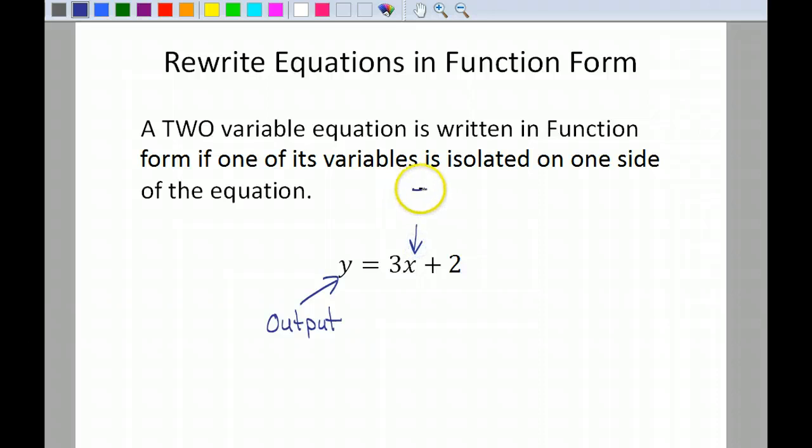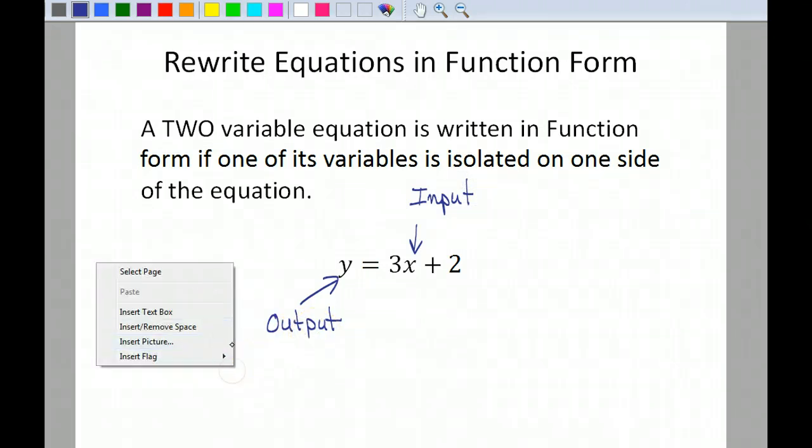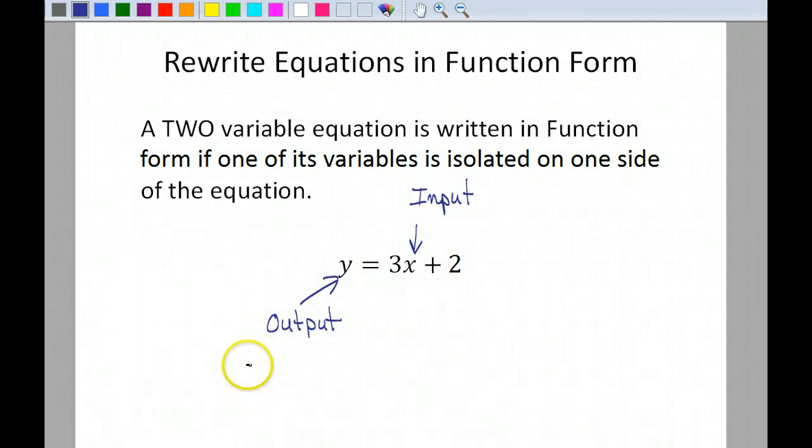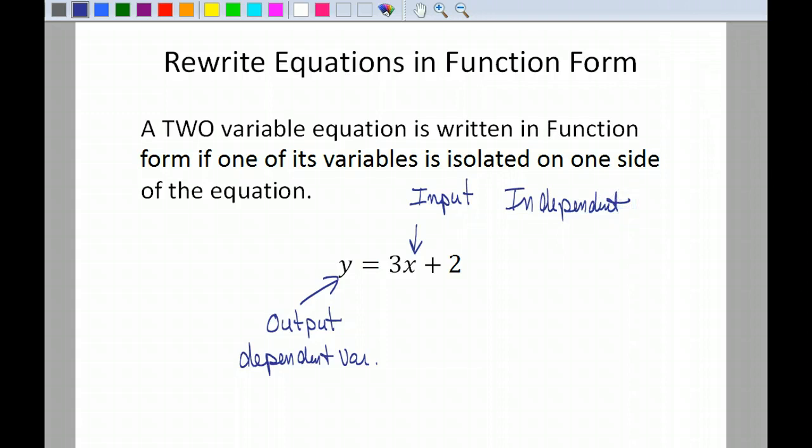So x is my input. In this case, y is my output. My output is also known as the dependent variable. My input is also known as the independent variable. And we're going to be talking about that some more also.